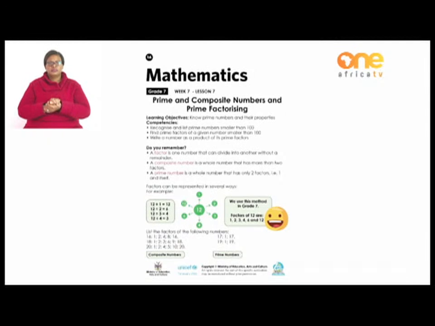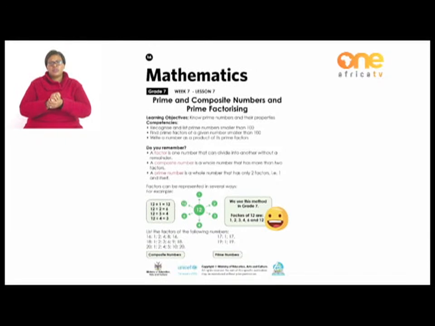To start with, prime, composite numbers, and prime factorizing. Learning objective: know prime numbers and their properties. The competencies are to recognize and list prime numbers smaller than 100, find prime factors of a given number smaller than 100, and give a number as a product of its prime factors.